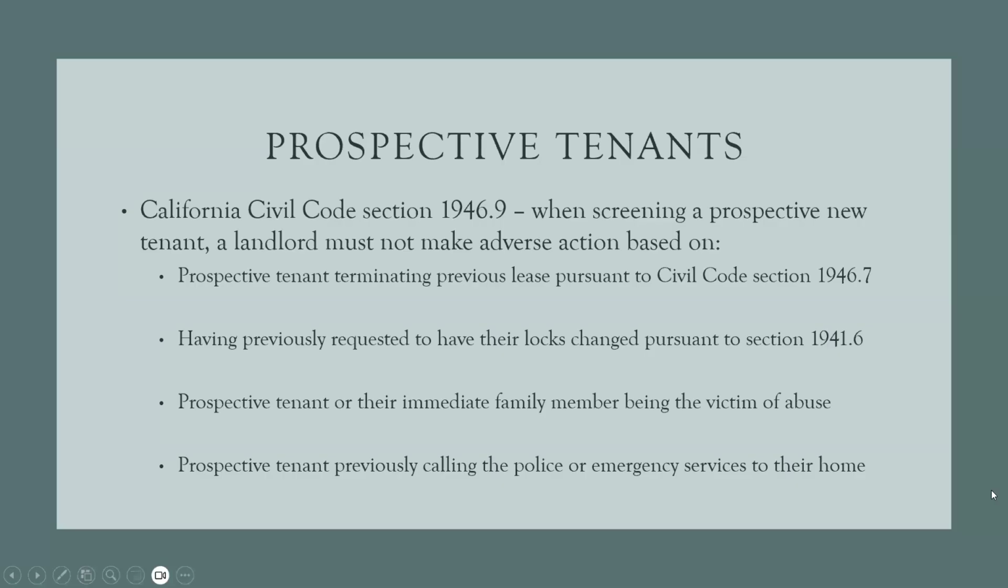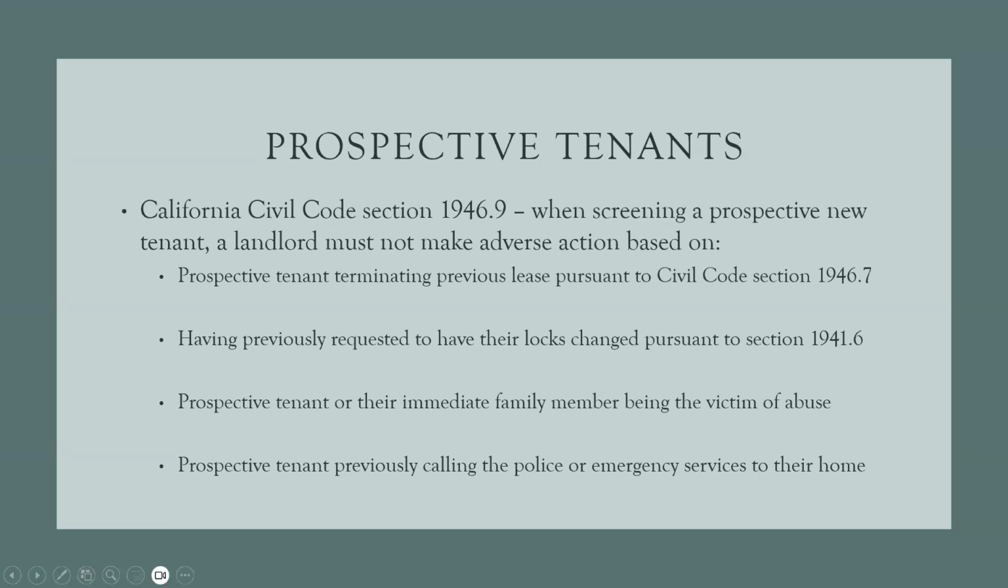Okay, California, this is another new one, California Civil Code section 1946.9. When screening a prospective new tenant, the landlord must not take adverse action based on any of the following: the tenant terminating their previous lease pursuant to 1946.7, which is something we just spoke about. So if you put your prior landlord as a reference and the new prospective landlord contacts them and they say this person had a lease with me and they terminated it because they were a victim of crime, that cannot be held against you.